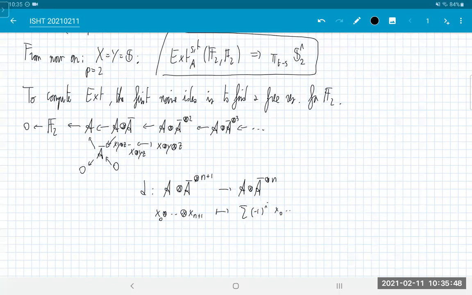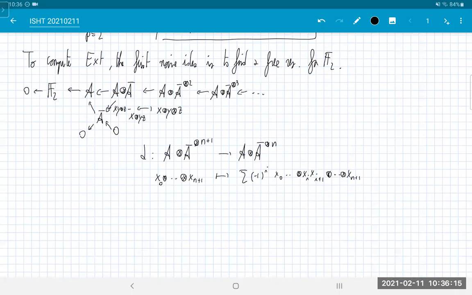And then you just, you know, multiply two terms. And since it's an ideal, everything works out. So all these products that have to stay in the ideal are in the ideal. So this is called the bar resolution.